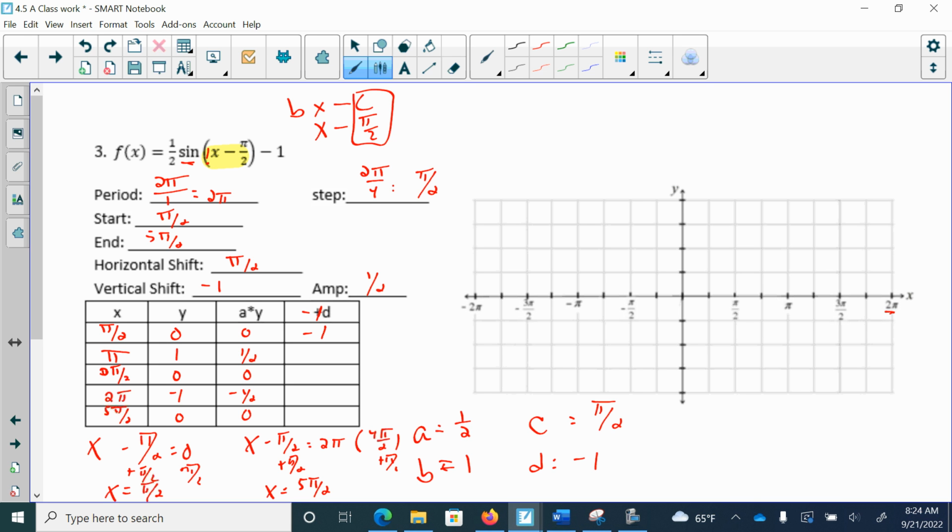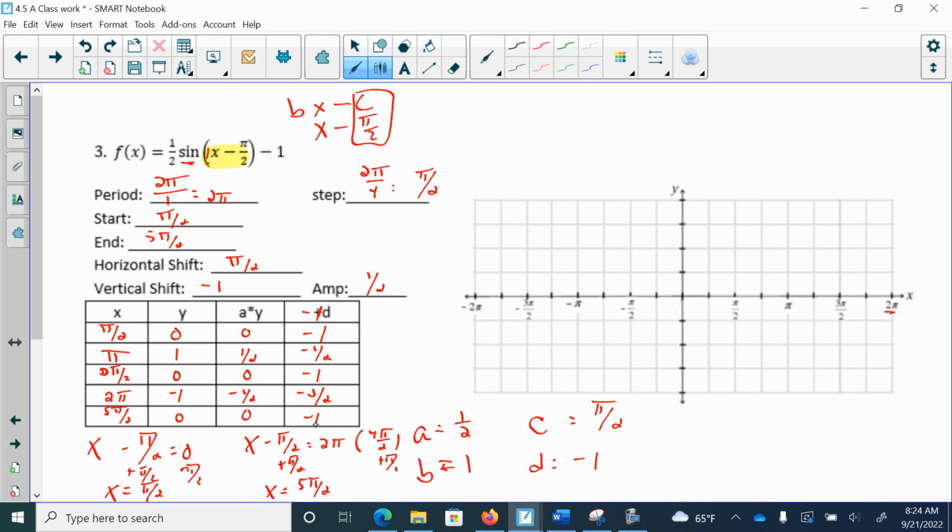So this will be negative 1. 1 half minus 1 will be negative 1 half. This will be negative 1. Negative 1 half minus 1 will be negative 3 halves, and then negative 1. And my scale is good to go. I'm going to just use the markers that I have.